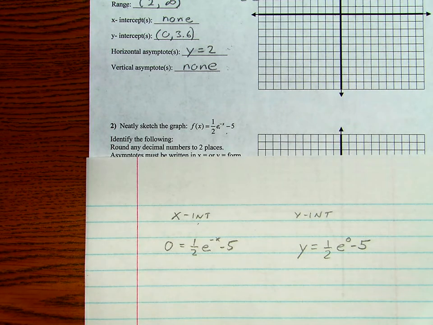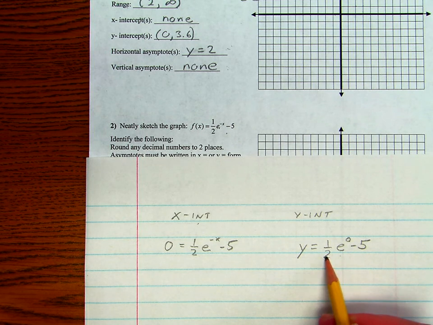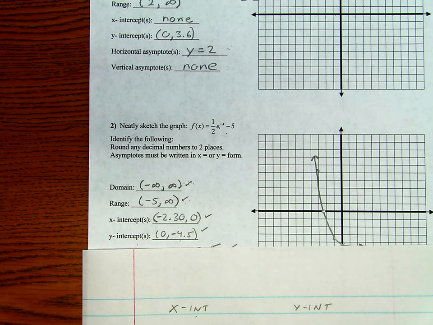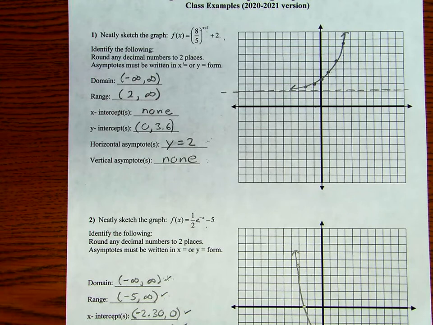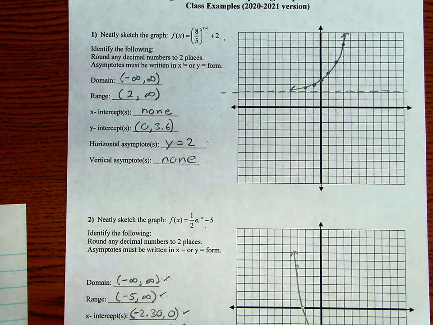Okay, this one we can easily find without using any logarithms. Anything to the 0 power is 1. 1 half times 1 is a half. A half minus 5 is negative 4.5. So we really didn't need technology to be able to identify that. That one's pretty easily done with a little bit of mental math. All right, that wraps it up for today's lesson as far as what we need to know right now about graphing exponentials.